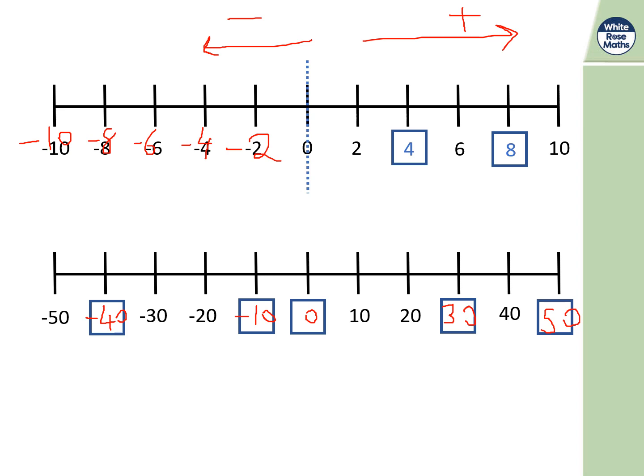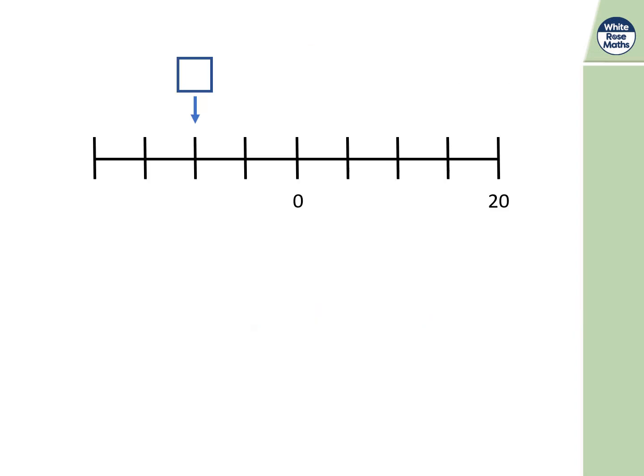We've got the positives in this section here, and then we have the negative numbers in this section here. So negative integers, positive integers, and then we've got the number 0. If we look here, that'll be 30, 50, 0, negative 10, and negative 40. White Rose answer.